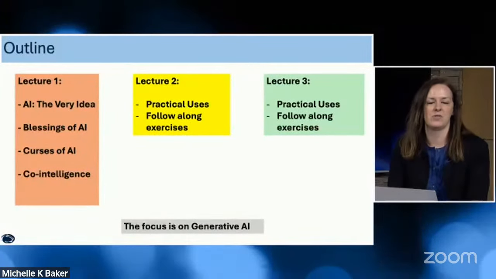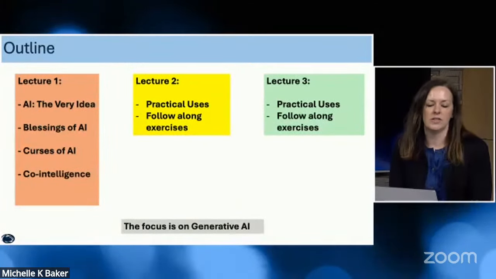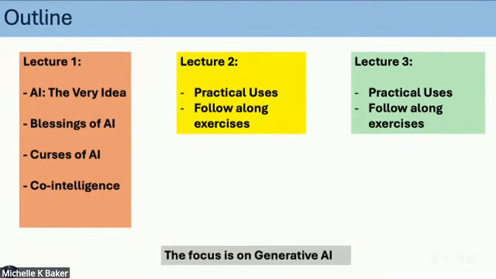So here's an outline for the rest of the course. I wanted to note that this is essentially lecture based. I'm going to go over the idea of AI, what it is, the blessings, curses, and what it means to live with artificial intelligence. Lectures 2 and 3 are going to be more practical, hands-on. You'll be following along with exercises and learning how to use the technology. I'll only be using the free, accessible options, so you don't have to worry about paying for any technology that we're going to be using in this seminar.